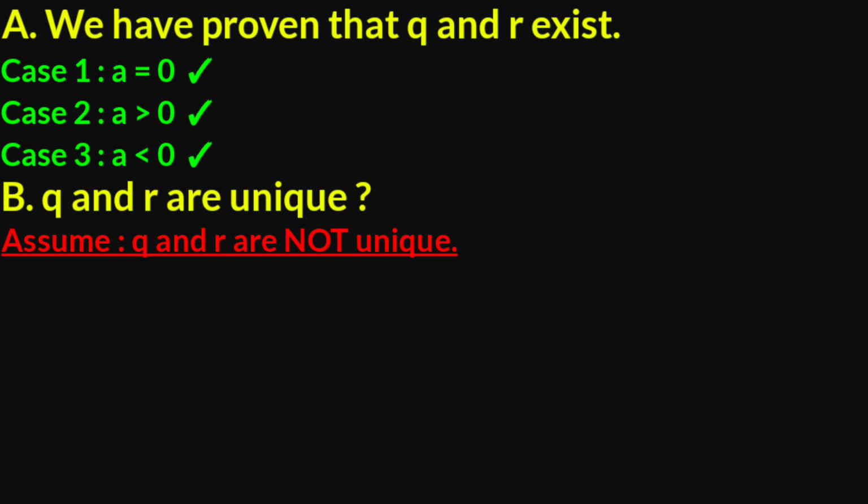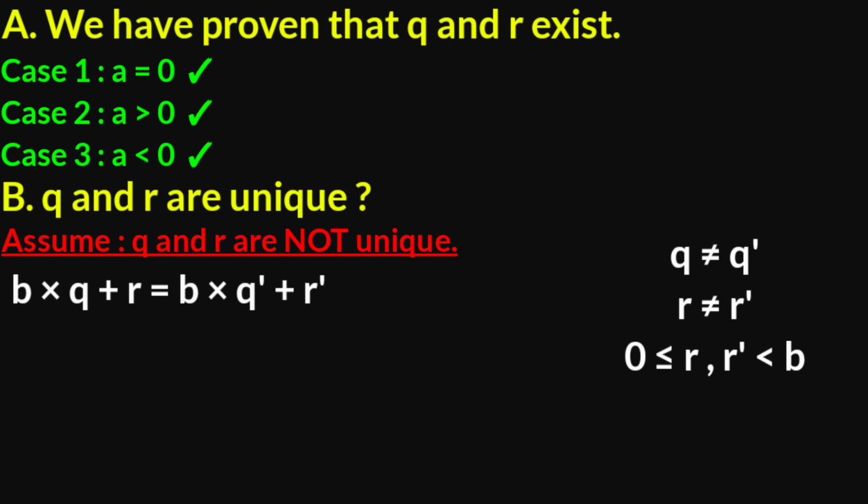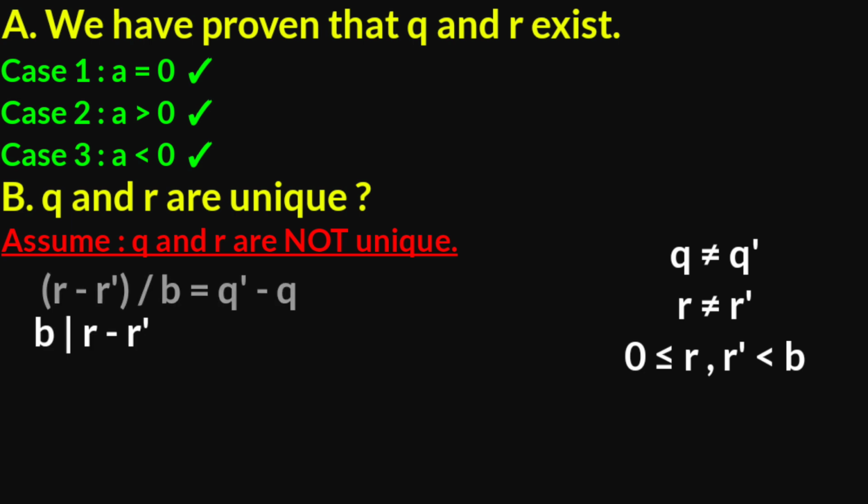This means I can express a with two different q and r variables, such that q and q prime are not equal. R and r prime are not equal, and they're both between 0 and b. Since b times q plus r and b times q prime plus r prime both express a, we can equal them. We move the r terms to one side and the remaining terms to the other. We factorize the b, which means that b divides r minus r prime, since the division results in q prime minus q, which is an integer.